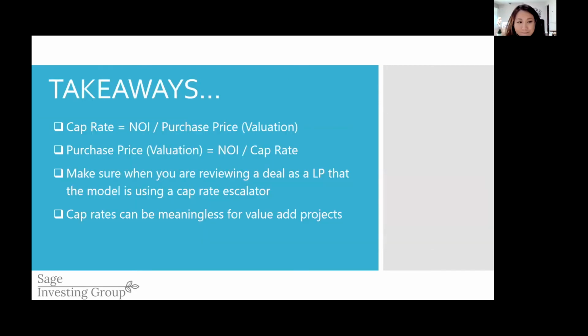So with that, just some takeaways that we want to go over. Cap rate is calculated by NOI divided by purchase price or valuation, or you can flip it around to find purchase price is equal to NOI over cap rate. And third, as an LP investor, when you're reviewing a deal, make sure that the model the syndicator is using has a cap rate escalator. And lastly, cap rate can be meaningless for value add projects, as we discussed.